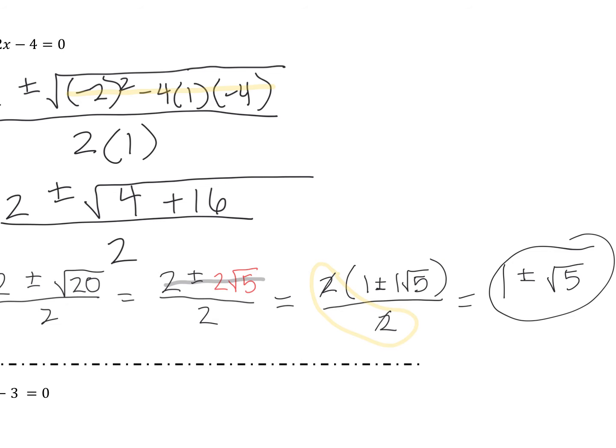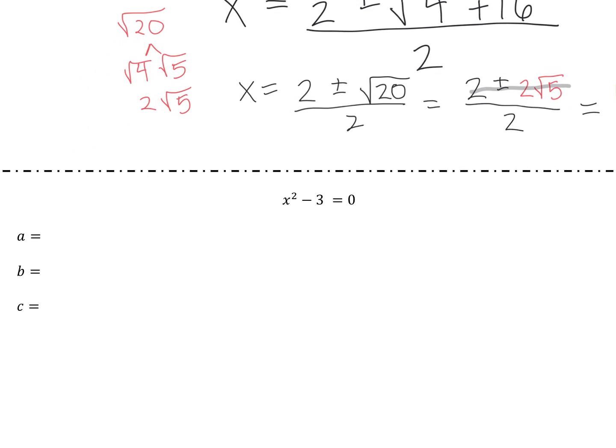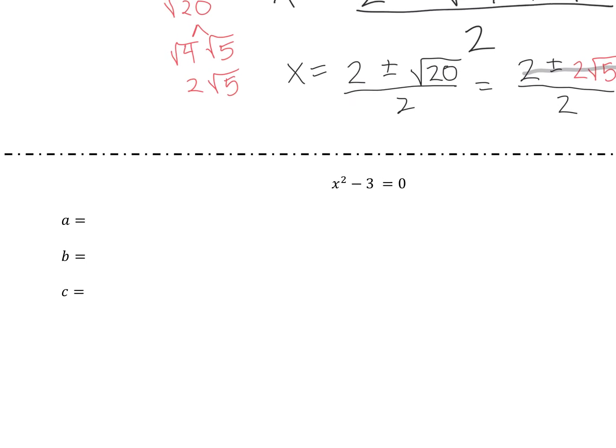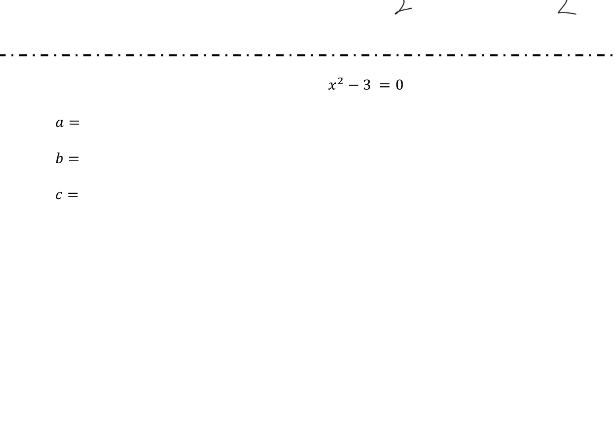Practice makes perfect with these, so let's just keep working, keep seeing if we can make some progress here. So in the example, x squared minus 3 equals 0. My a value would be 1. I don't see an x, so b would be 0, and c would be negative 3.